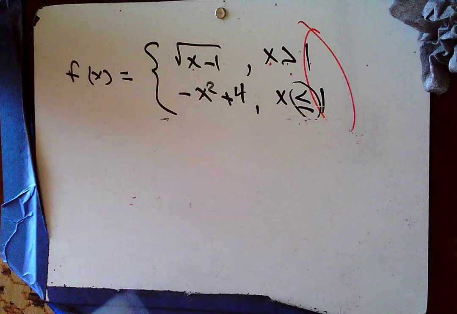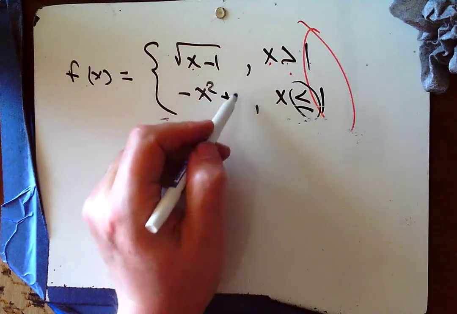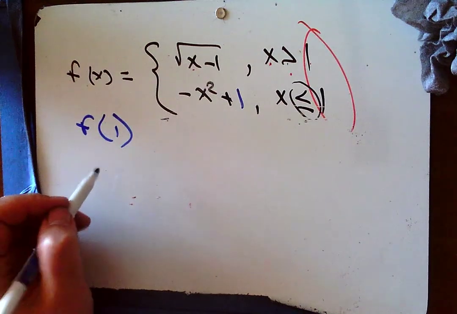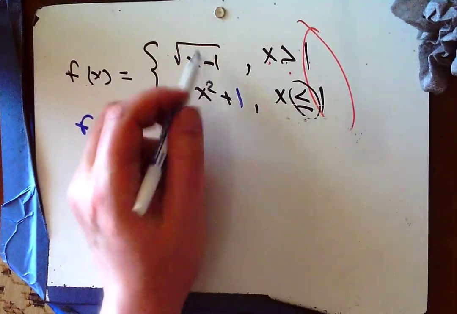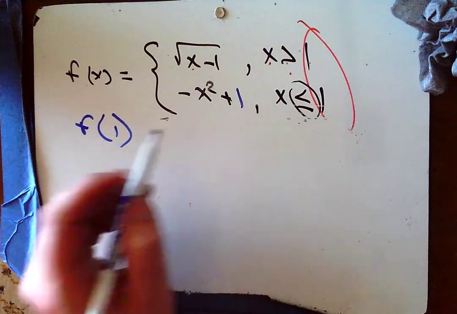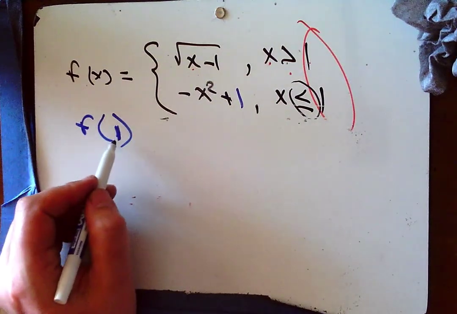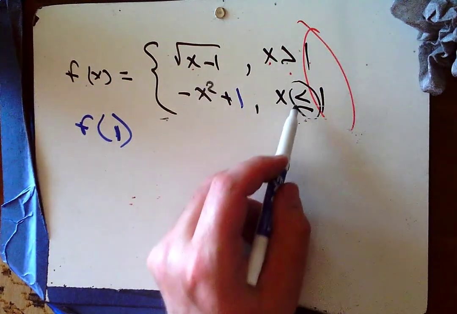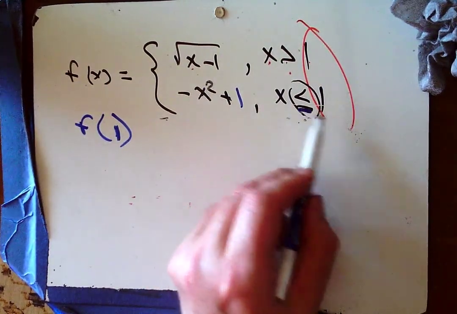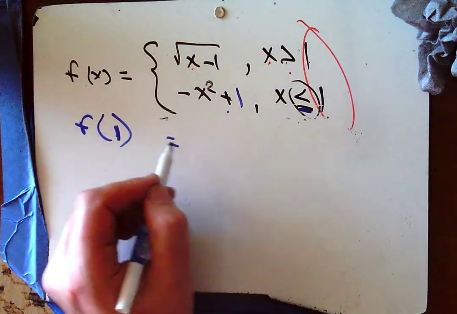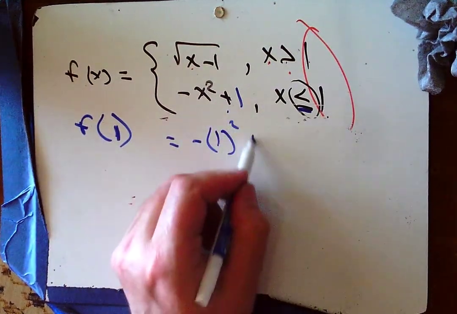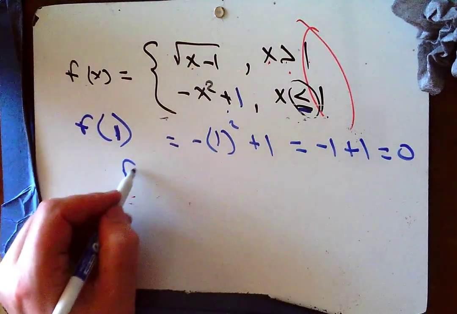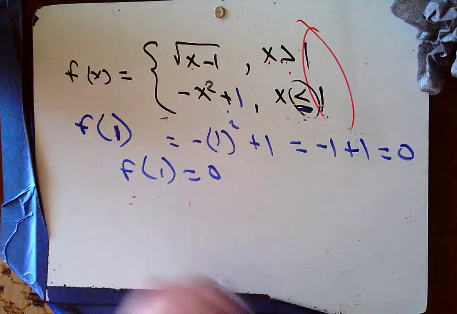What about evaluating? Let's go back to this function, and let's evaluate f of 1. So where do I plug this in? Do I plug it into both pieces? No. I have to think about this as an x value of 1. And I look over here at my domain restrictions and say x equals 1 with this piece. So I'm going to have negative 1 squared plus 1, which is negative 1 plus 1, or 0. F of 1 equals 0.